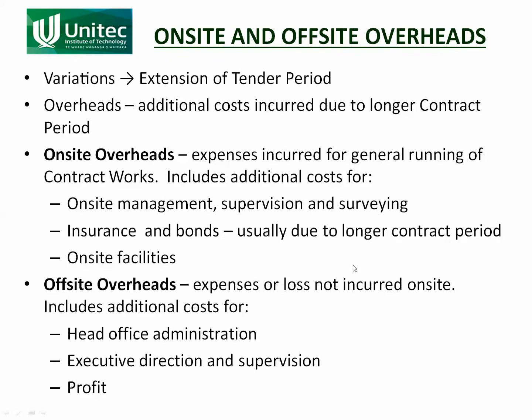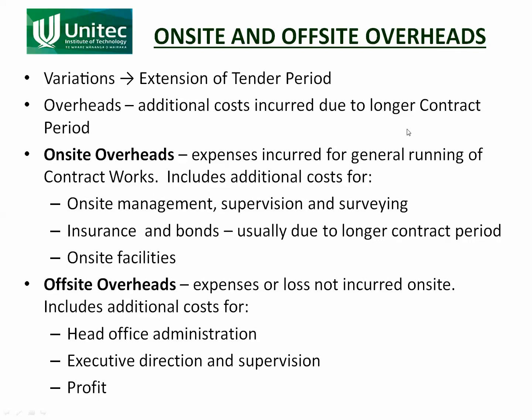I mentioned off-site and on-site overheads. On-site overheads are required because a variation can mean an extension of the contract period. That should read contract period. An extension of the contract period means there's more administration and overheads incurred by the contractor, and that's what these overheads cover.